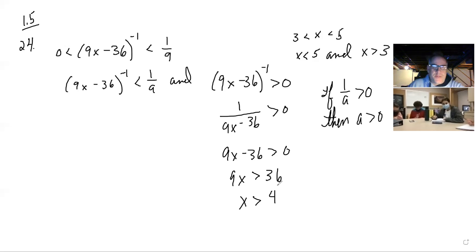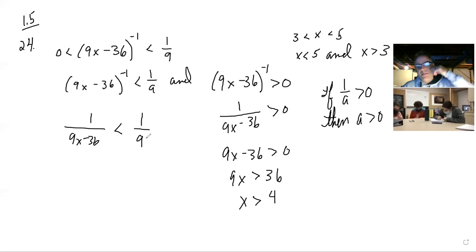All right, so we've got to tackle the other one now. We'll rewrite this the same way. We're going to have 1 over 9x minus 36 less than, now it's not 0, it is going to be 1/9.